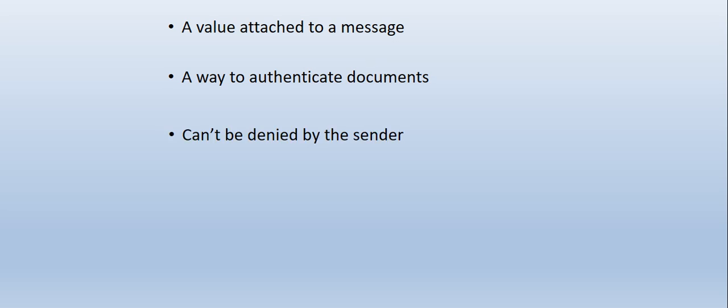Can't be denied by the sender. This principle is known as non-repudiation. Because the private key uniquely identifies the sender, the transmission data cannot be denied. They can't go back and say, oh, I didn't send it, because, well, the message has their signature on it. And the only person who can create that signature is that person. It maintains integrity. Any change in the message after it is signed invalidates the signature.